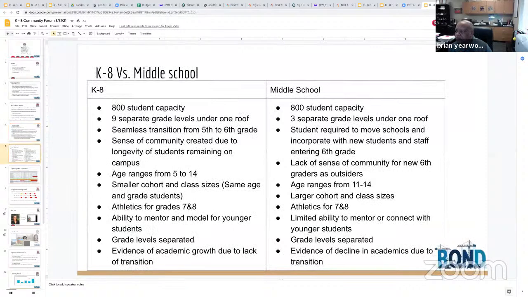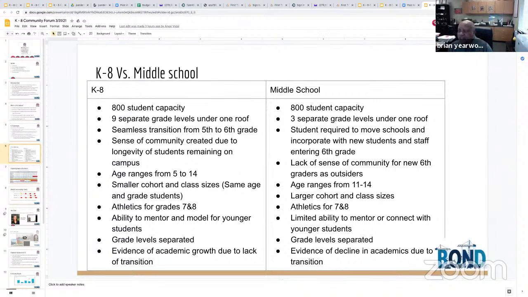Now let's talk about a comparison of the K-8 versus the middle school. There are some similarities, but there are some differences as well. For example, in the K-8 school, there's an 800 student capacity, same as the middle school. However, as we look at grade levels under one roof in one school, we notice that in K-8, there are 9 separate grade levels. So again, the cohorts tend to be smaller. In the middle school, there are 3 separate grade levels under one roof.